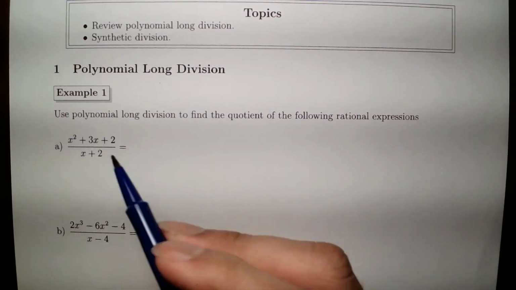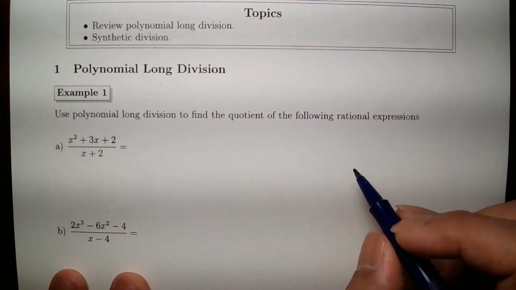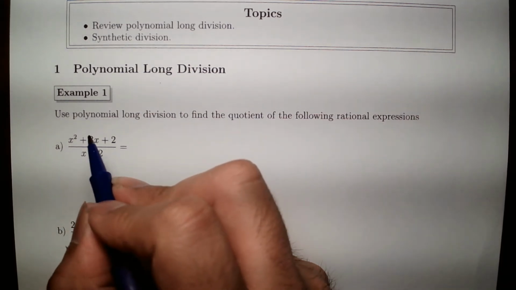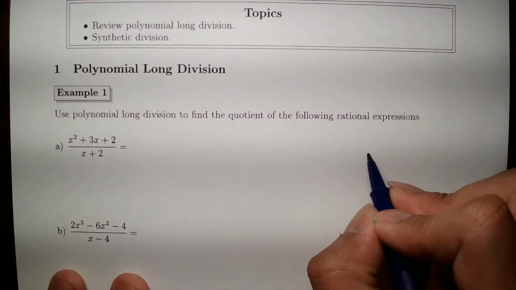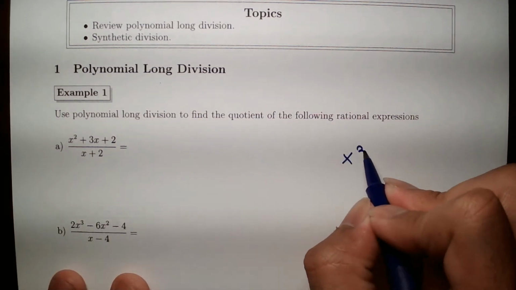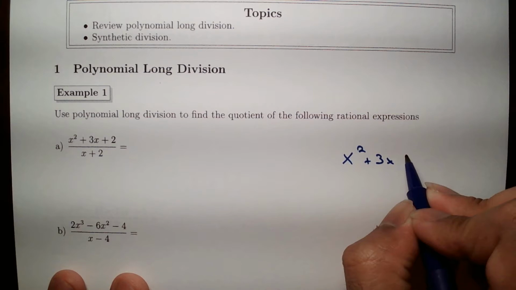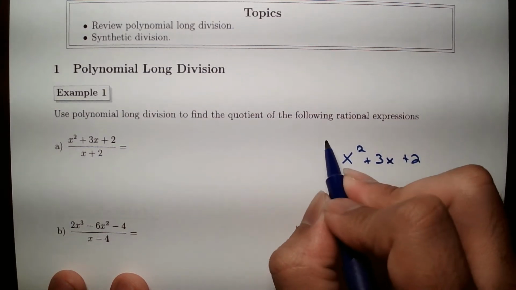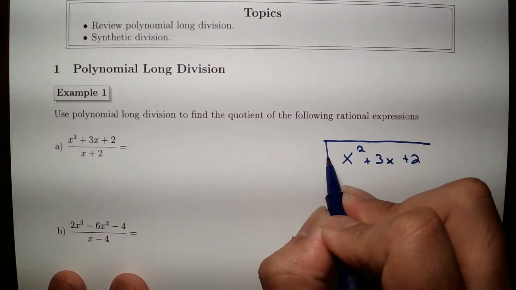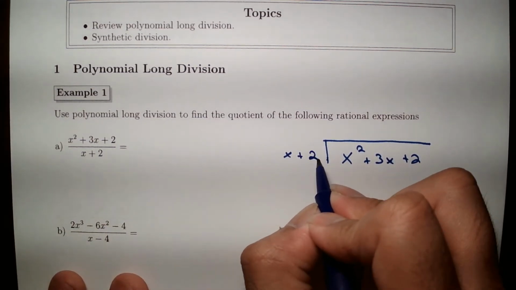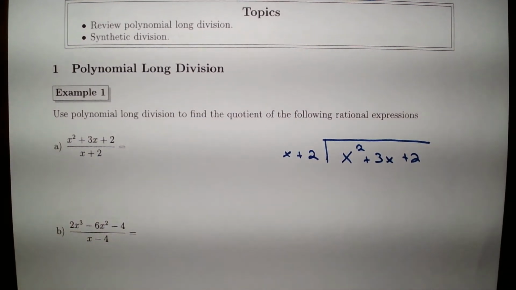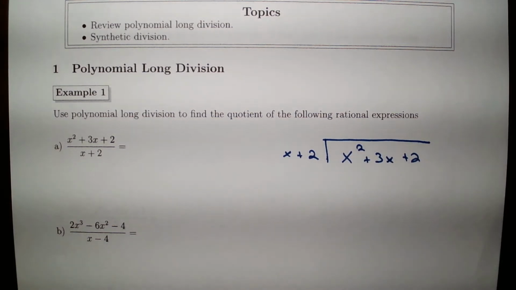Well, let's write this using the division notation, in which the numerator, which is the dividend, that's x squared plus 3x plus 2, and then divide that by, put down the divisor x plus 2 on the outside. Alright, so how are we going to divide these polynomials?